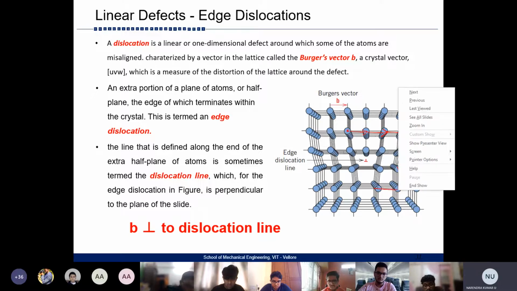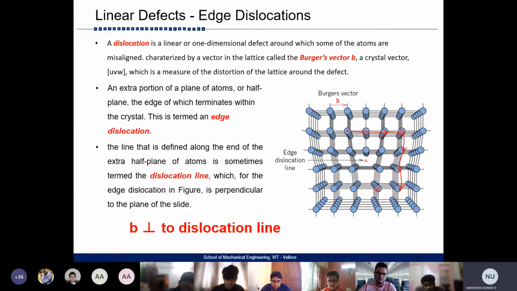Now backwards 1, 2, 3. Now upwards 1, 2, 3. So this was my starting point, this was my ending point, but the thing is it has not reached the starting point. So this atomic length is the magnitude of the defect and it is denoted by Burgers vector.